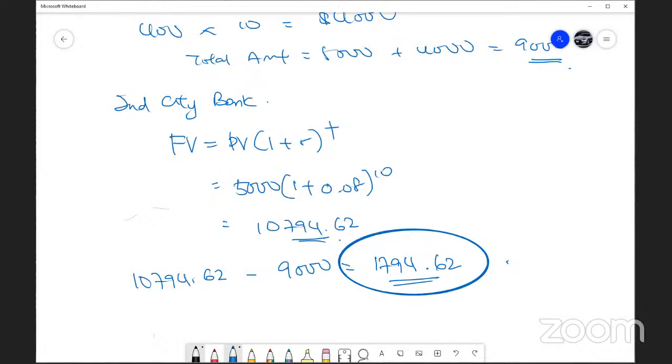For this particular question, if you want to use a financial calculator, you can always use it. Key in negative 5,000 as PV, 8 as R, 10 as N, then compute FV. Then you get 1,794.62.